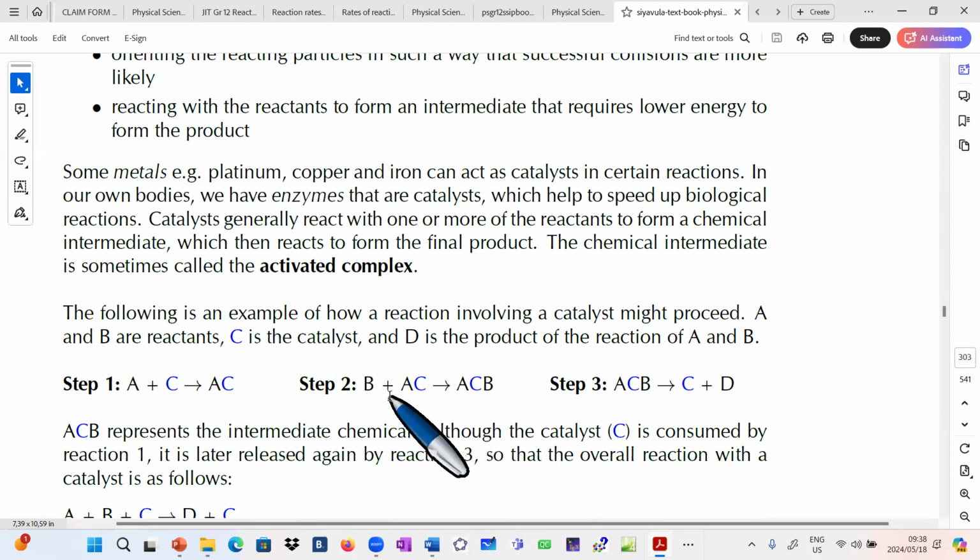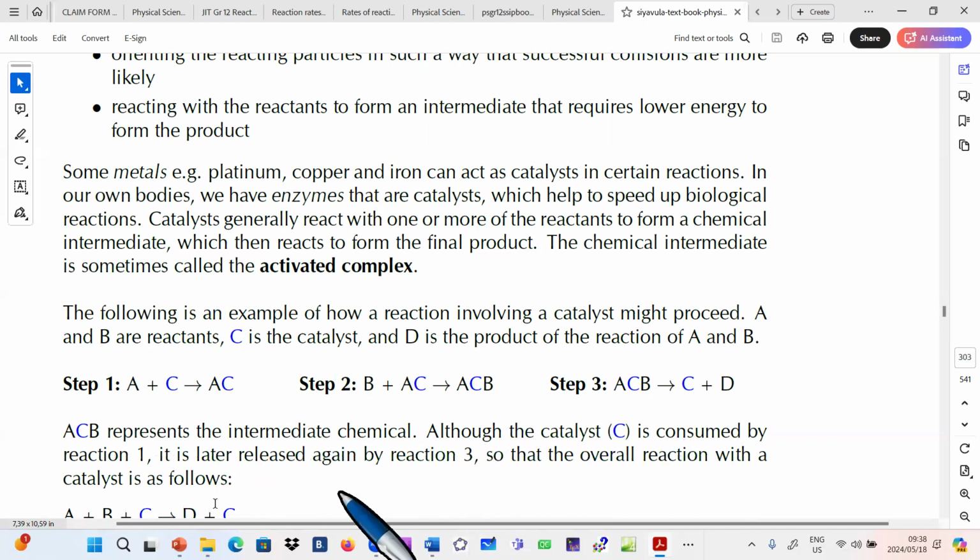Reactant B also reacts; now we have AC, and AC reacts with B to form ACB, and ACB now breaks down so that in the end you have the catalyst formed and you have the product D. So the catalyst itself, in the end, is released without any chemical change. ACB represents the intermediate chemical.